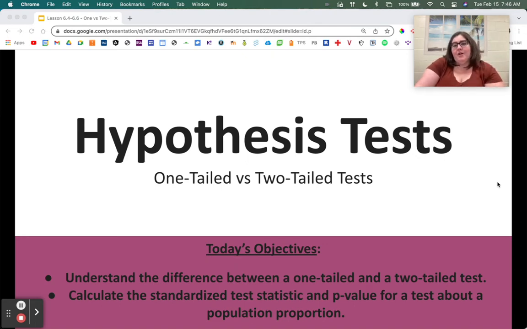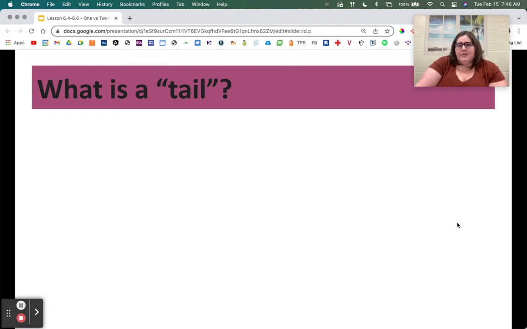I'm going to talk a little bit more about hypothesis tests and what we mean by one-tailed versus two-tailed. We'll see this word or category of words come up here and there, and it's good to know what it means and why we do things a little differently between these two types of tests. So what is a tail?